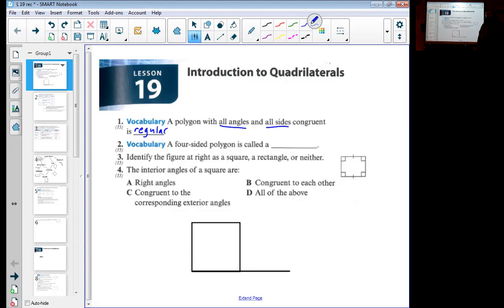So number 2, we're going back to vocabulary again, and it's a four-sided polygon is called a, and it's already given to us right here in quadrilateral.